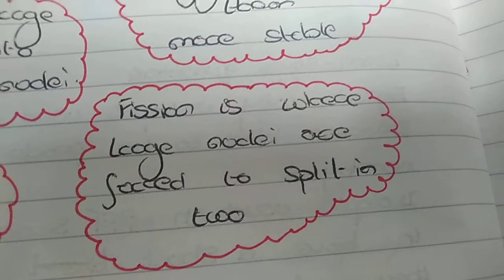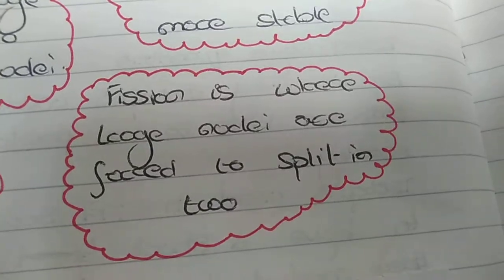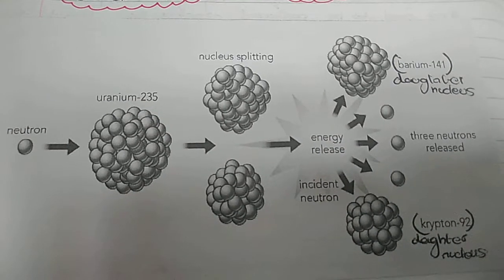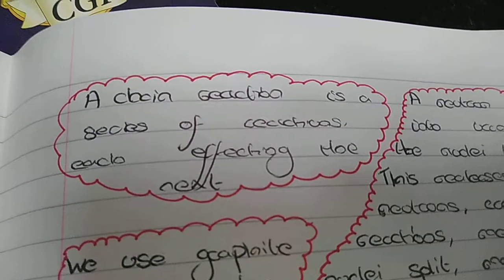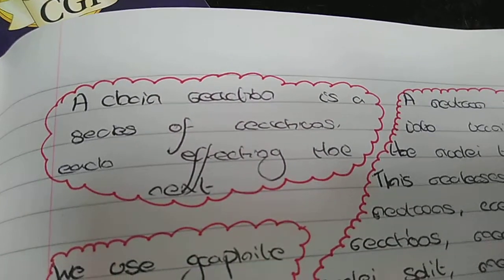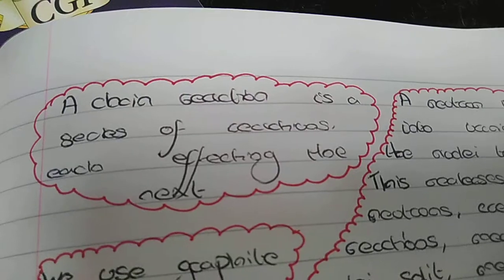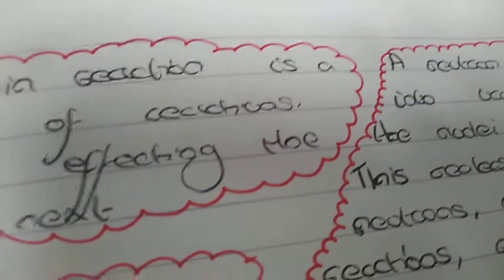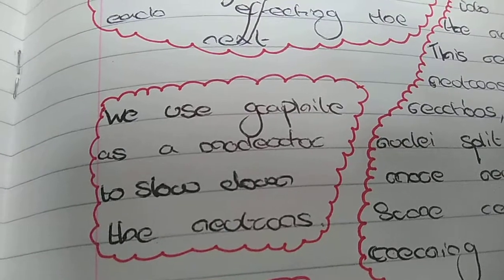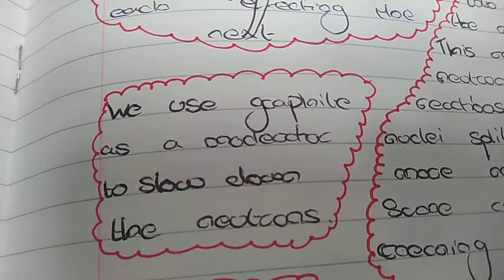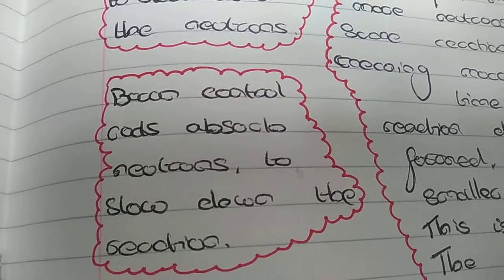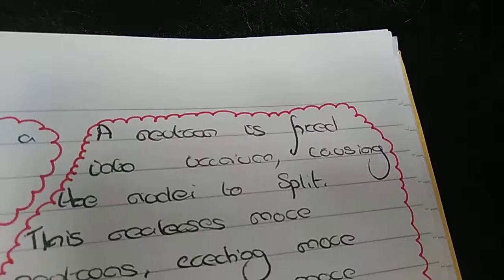Fission is where large nuclei are forced to split into two. Wow, look at how fission works. A chain reaction is a series of reactions, each affecting the next. Not reactants, reactions. God damn it, Amy. We use graphite as a moderator to slow down the neutrons. Boron control rods absorb neutrons to slow down the reaction.